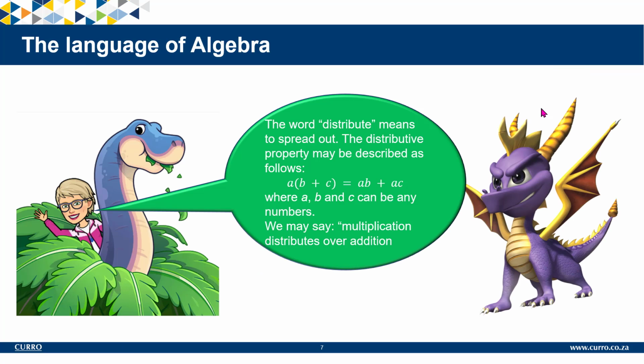The word distribute means to spread out. The distributive property may be described as follows. A times the bracket is therefore AB plus AC, where A, B, and C can be any number. We may say multiplication distributes over addition.